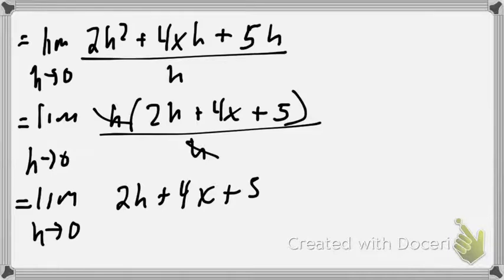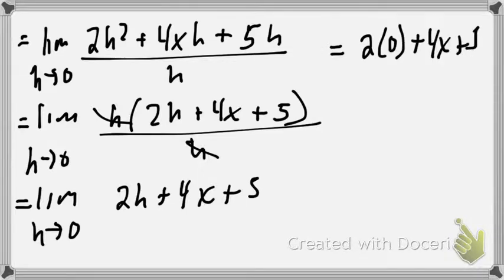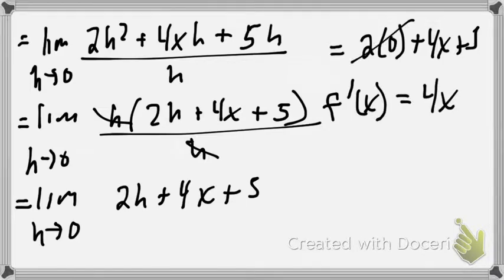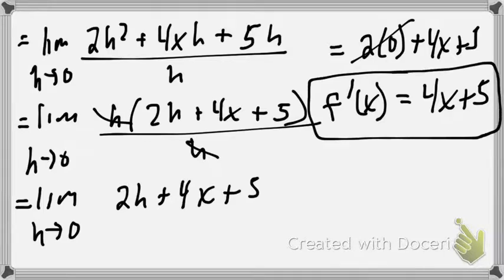Now we can plug in 0. Alright, so f prime of x is going to equal, that's 0, 4x plus 5. Alright, so that's the derivative function.